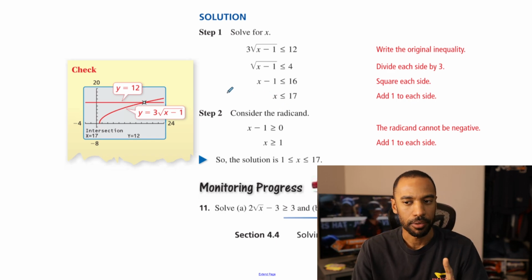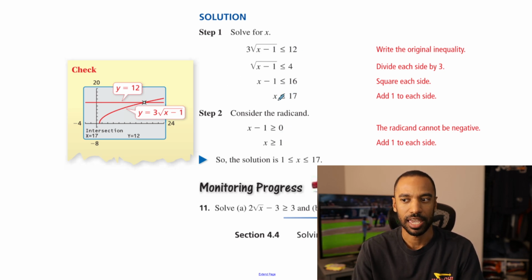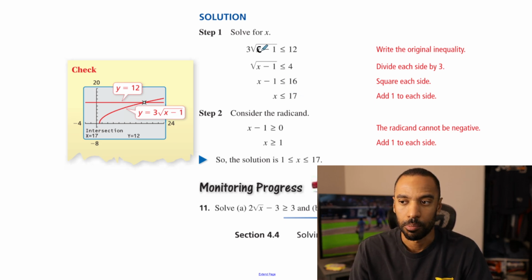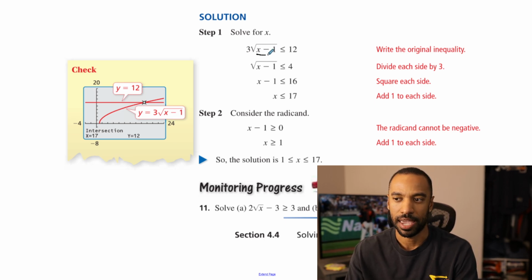The one thing about this one, though, that's a little different is you have to still understand your domain. x can't just be any number less than or equal to 17. Is x allowed to be 0? 0 minus 1 is -1, and you can't take the square root of a negative. Understand your domain for this one here.